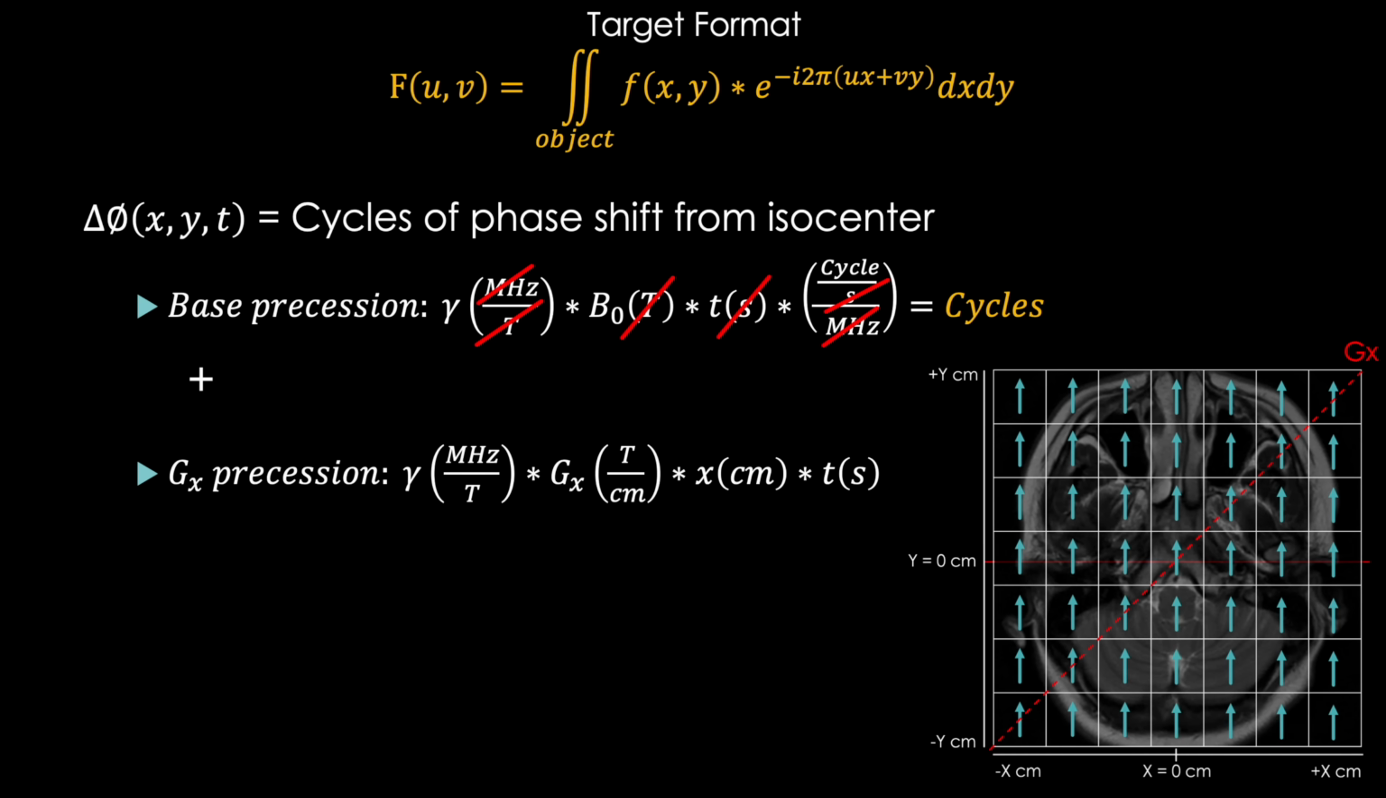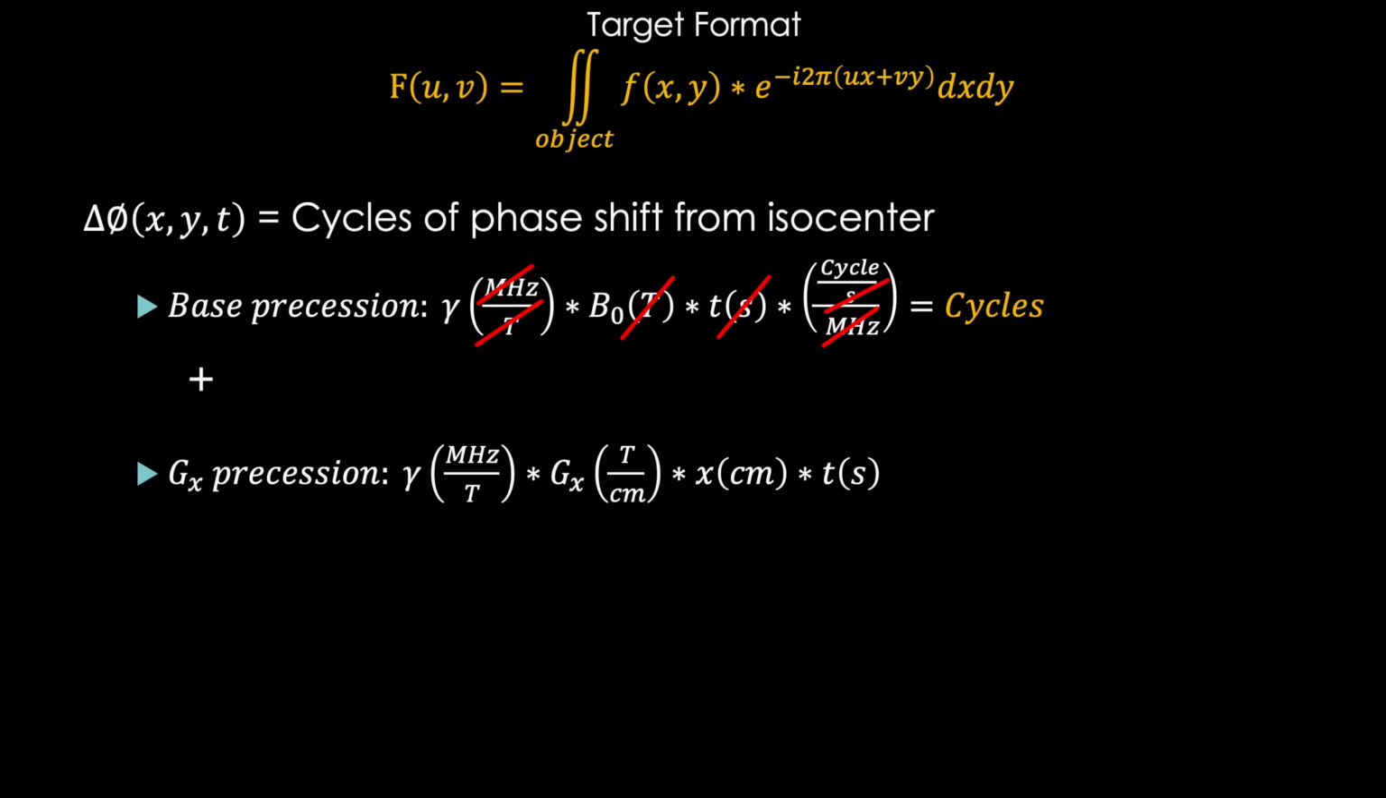So let's go through the unit analysis like before. The Teslas cancel out, as do the centimeters. Now we have to define what a hertz is again, which allows us to cancel out the megahertz terms. The seconds then cancel out, and we're left with cycles of precession.